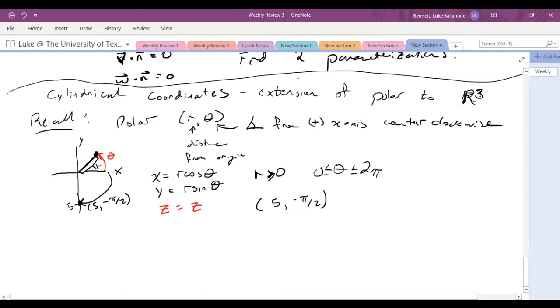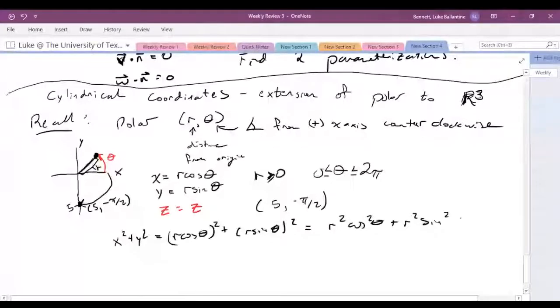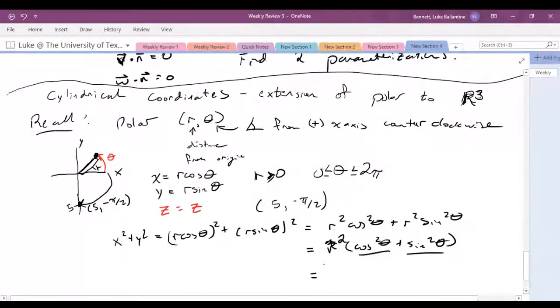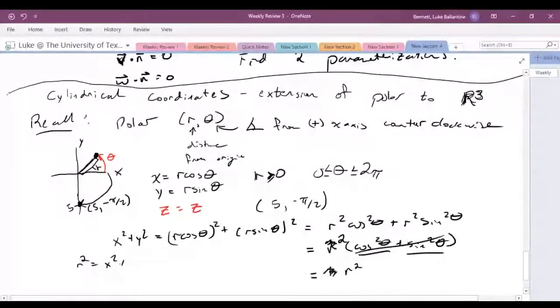So we have some identities. Let's do x squared plus y squared equals r cosine theta squared plus r sine theta squared, which is equal to r squared cosine squared theta plus r squared sine squared theta. Factoring out the r squared, r squared times cosine squared theta plus sine squared theta. What is cosine squared theta plus sine squared theta? Yes. So, r squared, this goes to 1. So we have an identity, r squared equals x squared plus y squared.